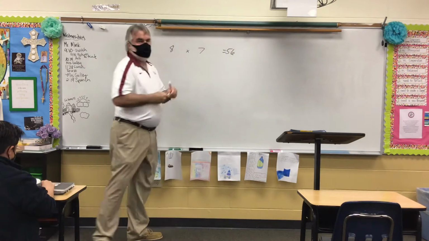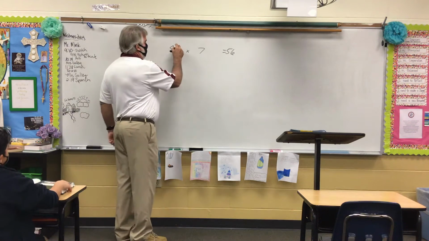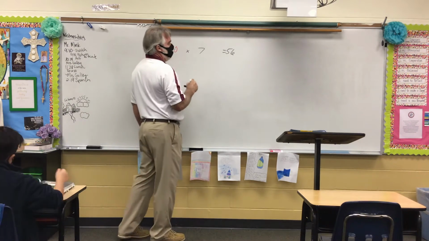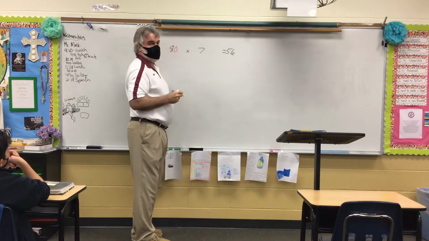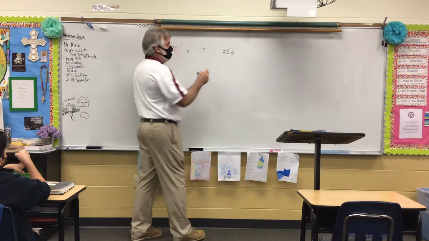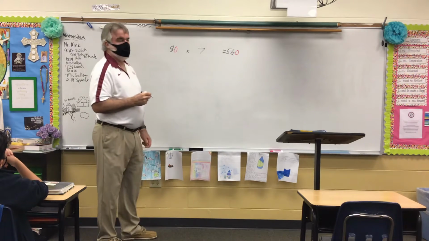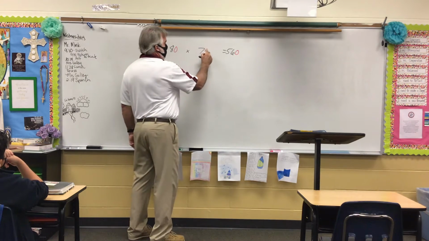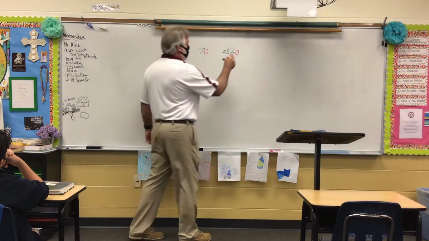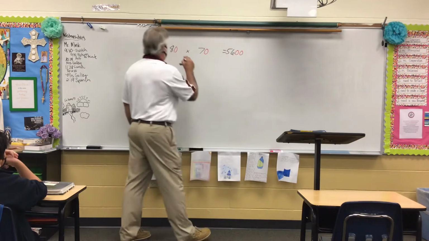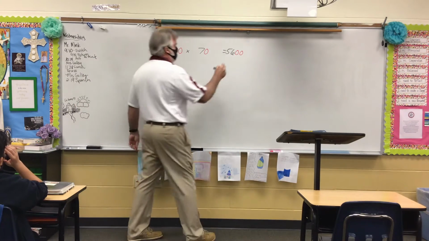Now, I'm not gonna change any of that. But, if I add a 0, I now have 80 times 7, it doesn't equal 56. I need to add a 0 over there. If I have 80 times 70, add another 0. If I have 800, add another 0.